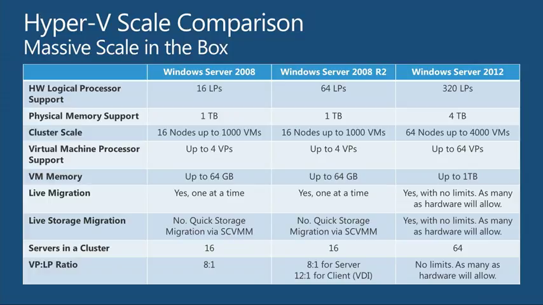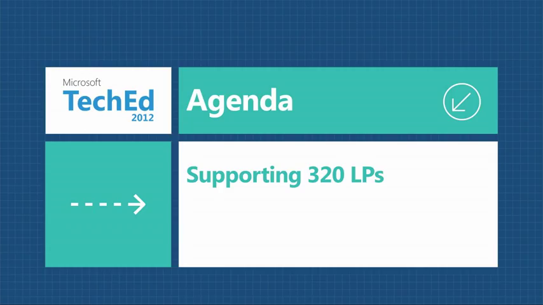So now I want to talk about what we had to do to the architecture of Hyper-V to pull off some of these numbers. First thing, supporting physical computers with 320 physical processors. This one's actually a really fun one for us. One of the reasons why is there's a bit of a game of cat and mouse that goes on between us and the various OEMs, because the OEMs love to be able to sell this huge hardware.